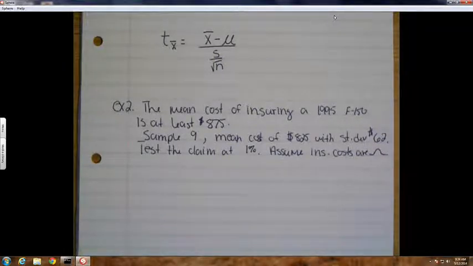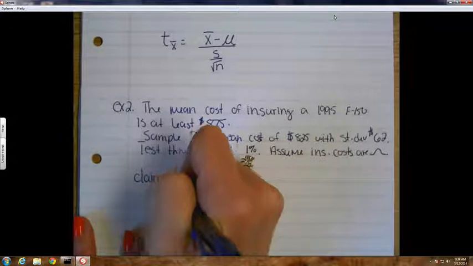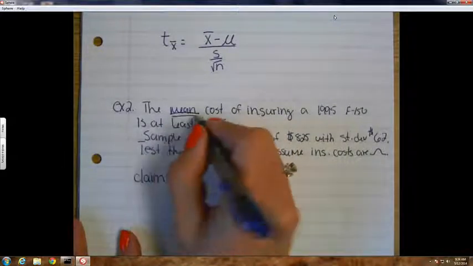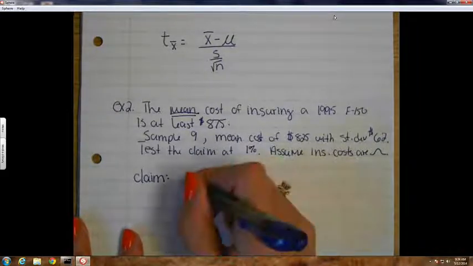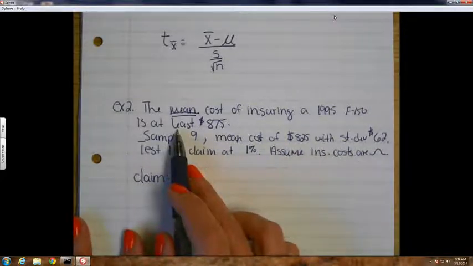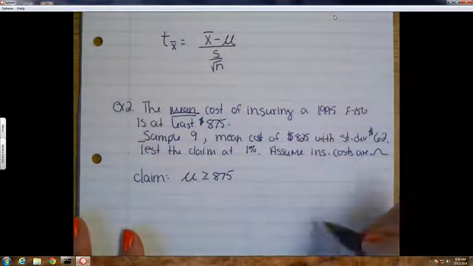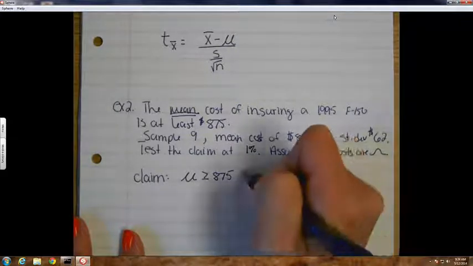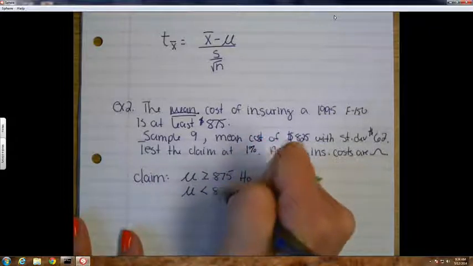Okay, same 5 steps we did on Friday. What was the very first thing you do on every single one of these? Write the pair of hypotheses. So rewrite the claim in symbols. The claim is about the mean cost, or the average cost of insuring. So the symbol is mu is at least, greater than or equal to, 875. The Ha is mu less than 875.